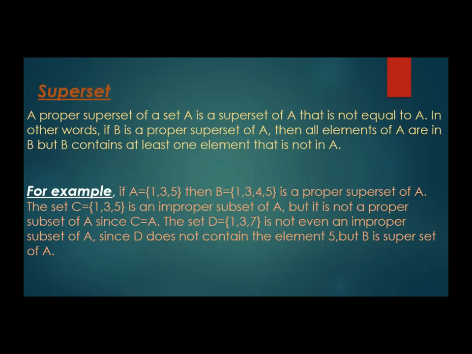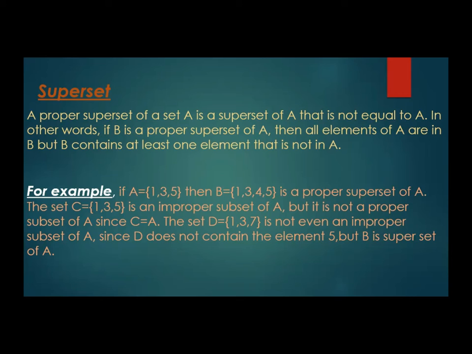For example, if A equals 1, 3, 5, it means that 1, 3, 5 are the elements and A is the name of the set. And set B equals 1, 3, 4, 5 is a proper subset of A. Why is it a proper subset of A? Because set A has, set B has all the elements of set A.